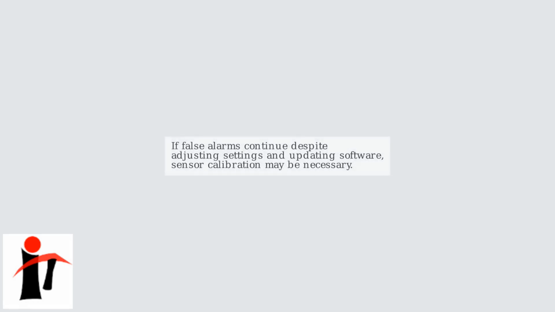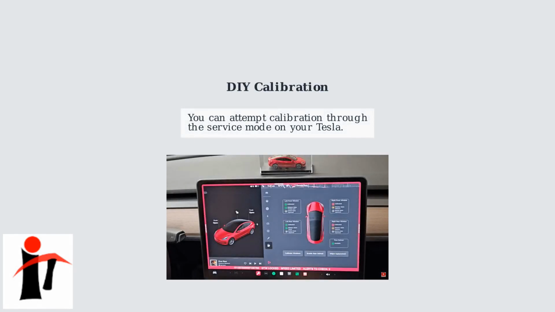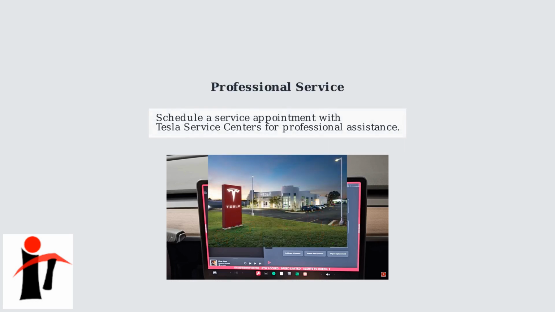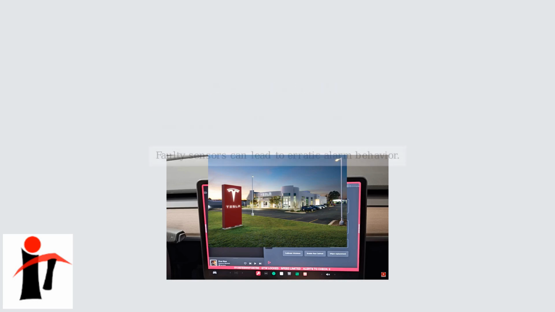If false alarms continue despite adjusting settings and updating software, sensor calibration may be necessary. You can attempt calibration through the service mode on your Tesla. Schedule a service appointment with Tesla service centers for professional assistance. Faulty sensors can lead to erratic alarm behavior.